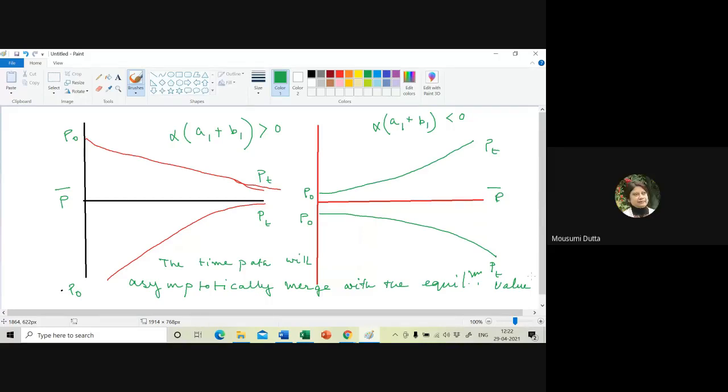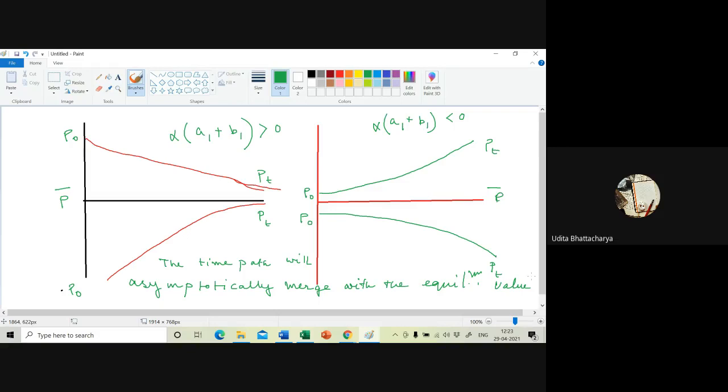Is it all? Yes. For the stability condition, alpha is always positive. So ultimately, it comes down to the slopes of the individual curves. Like the supply curve's slope has to be greater than that of demand. So A1 and the nature of A1 and B1 will determine whether it is positive or negative, whether it slowly moves towards equilibrium or diverges from the equilibrium.